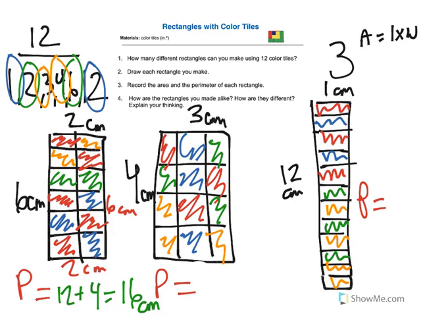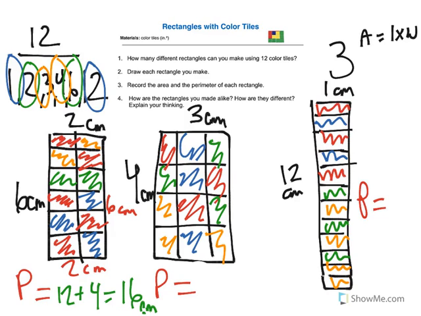Oh, and I did forget to mention that when we write the area, so for the 12 by 1 over here, the area will be 12 centimeters, but it's going to be 12 centimeters squared. Okay, because that's our units for area. I forgot to mention that. Just wanted to throw that in there. Alright, so we have our 16 centimeters over here, and that is our perimeter for that first rectangle.